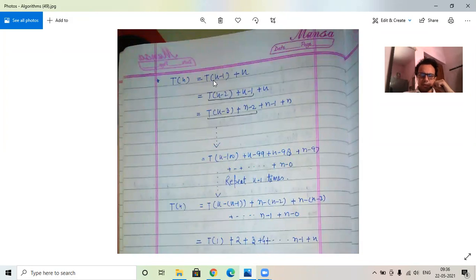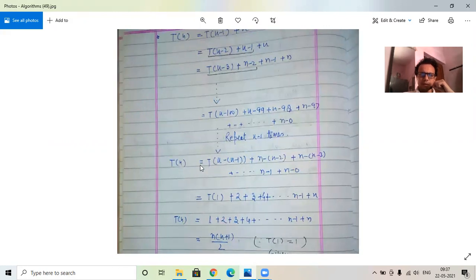Again I am telling, we are substituting one after another. T(n) is equal to T(n-1) plus n, it is given. Now instead of n, I am writing n-1. Here assume n is equal to n-1, so here also it will be n-1. Next I will replace it by n-2, next n-3, now n-4. In this way, I'll replace one after another. Finally I will replace it by n-1, and that value I want to find out.